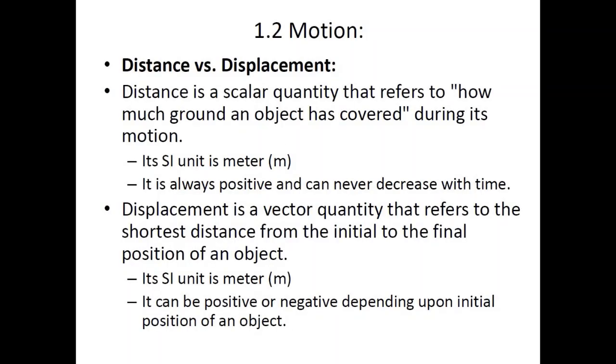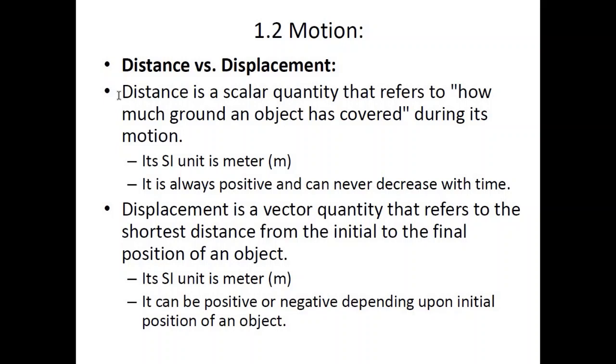So the first thing you need to know is what is distance and what is displacement. Distance is a scalar quantity that refers to how much ground an object has covered during its motion. Its SI unit is meter, and it is always positive and can never decrease with time.